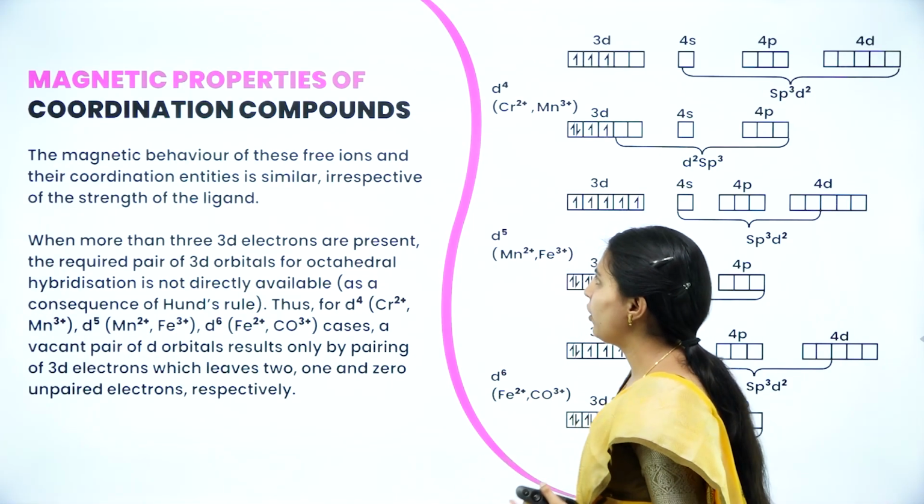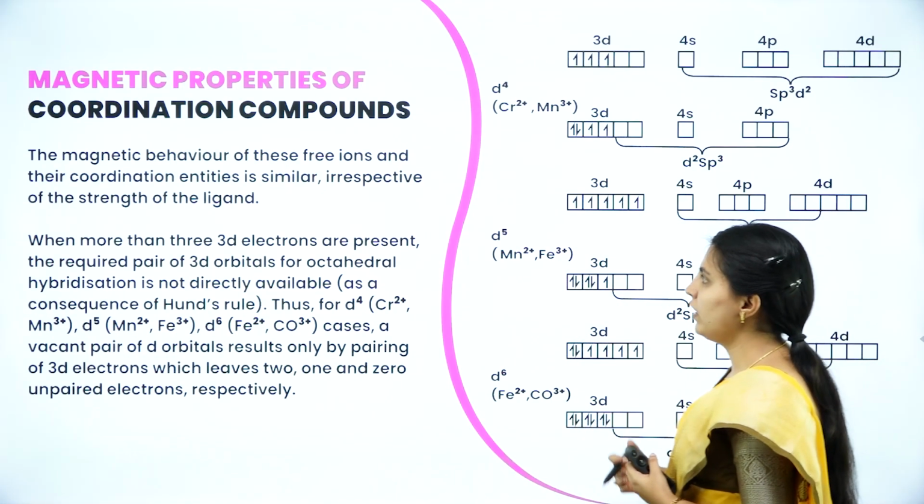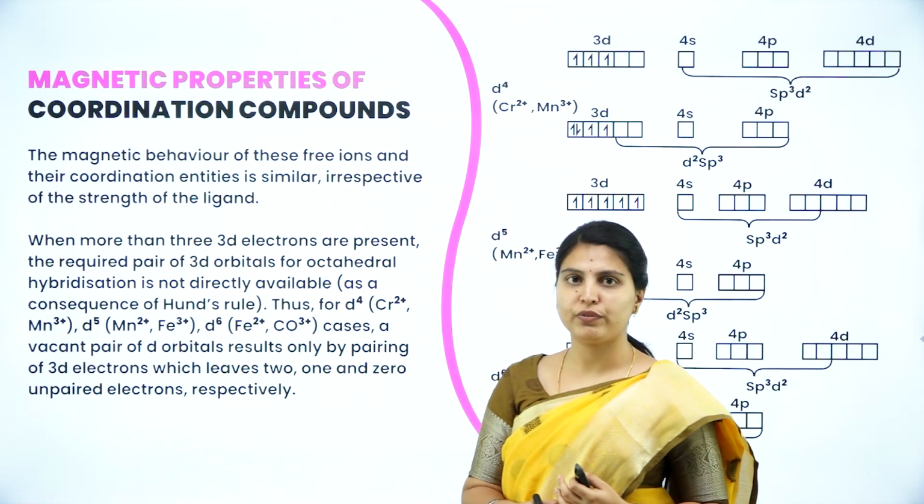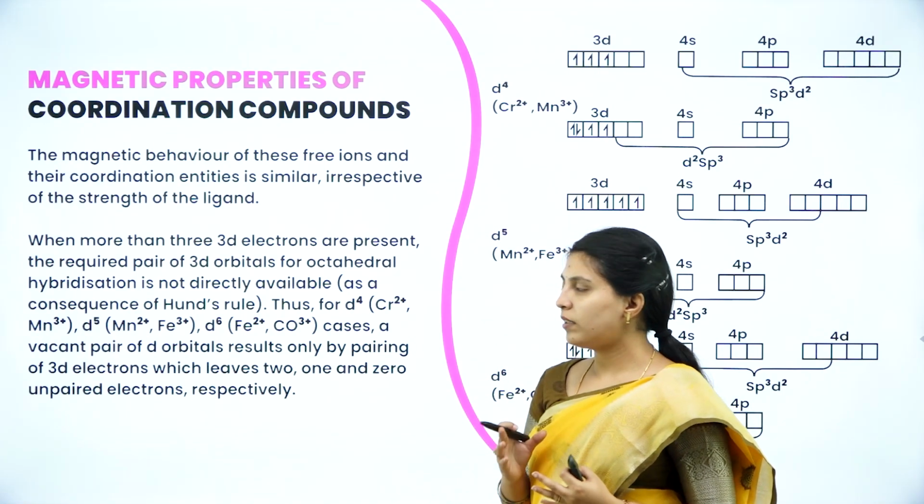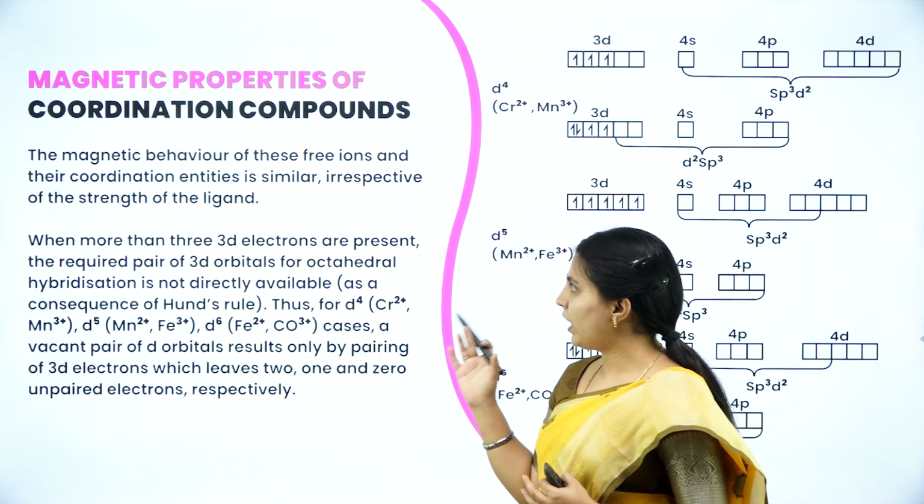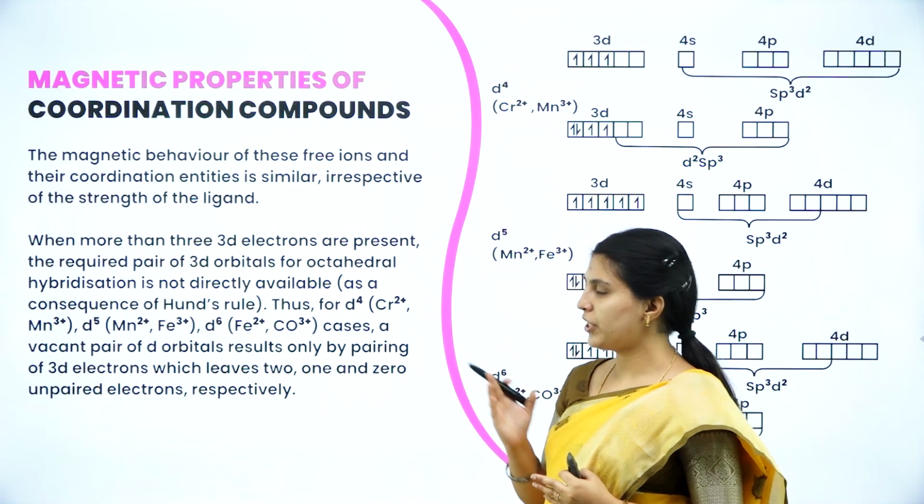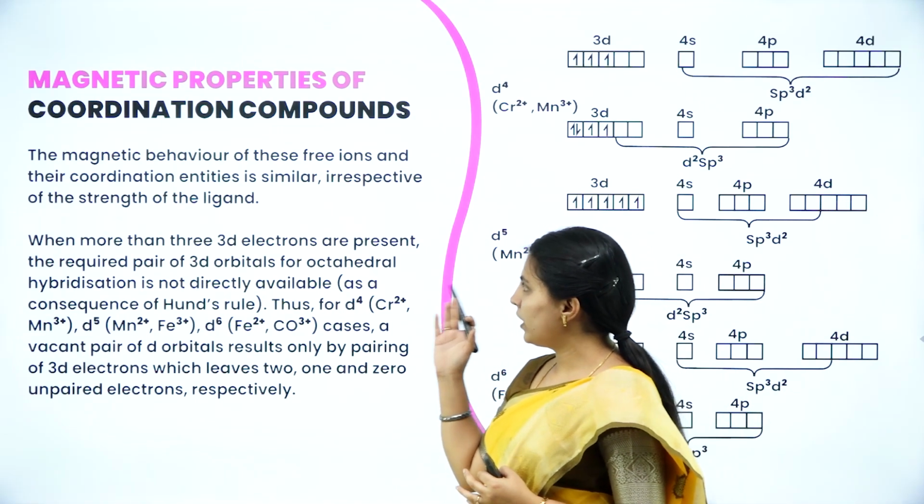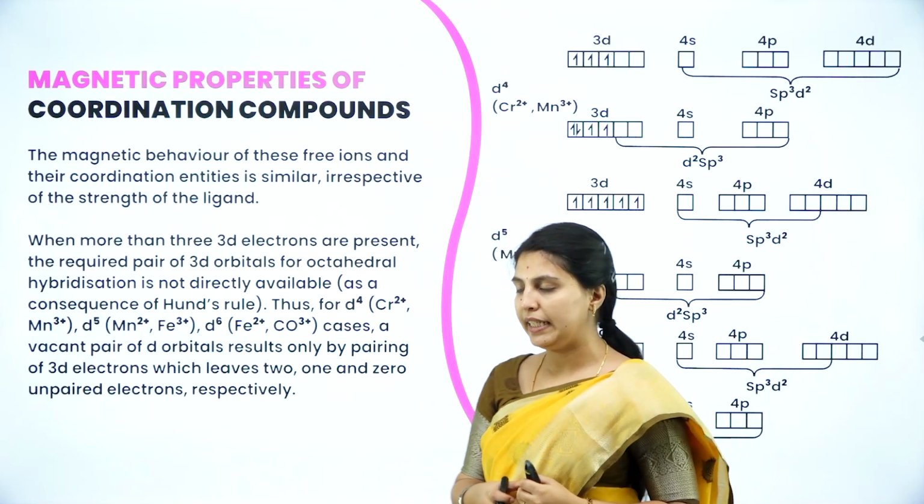The magnetic behavior of these free ions and their coordination entities is similar irrespective of the strength of the ligand. What is the magnetic behavior of the free ions and of their coordination entities? Those are all similar, irrespective of the strength of the ligand.